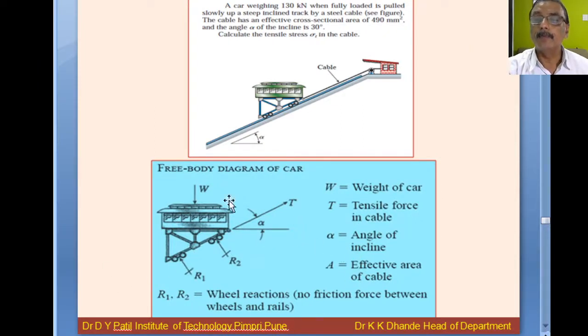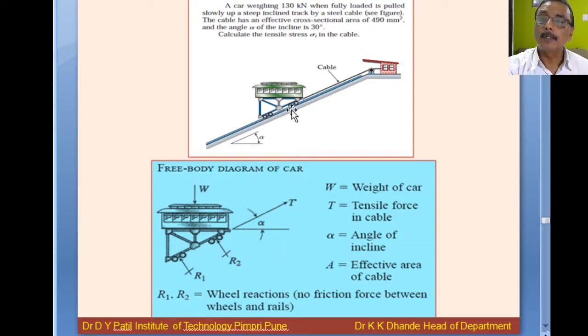If we draw the free body diagram and compare the figures, this is the plane that is given. When it moves in the upward direction, the tensile force is acting in the upward side. Alpha, the angle of inclination, is given as 30 degrees. Roller supports are there.